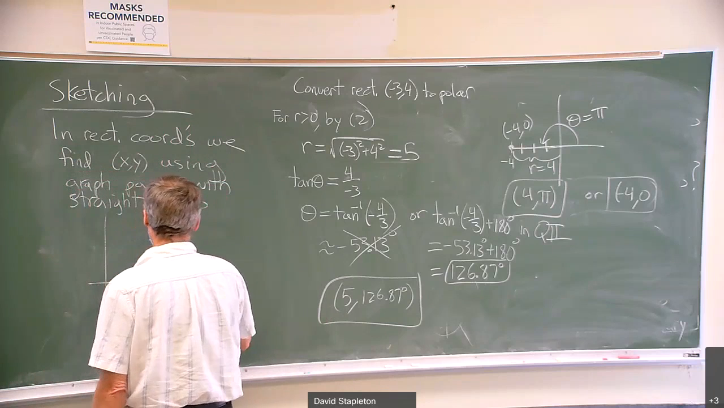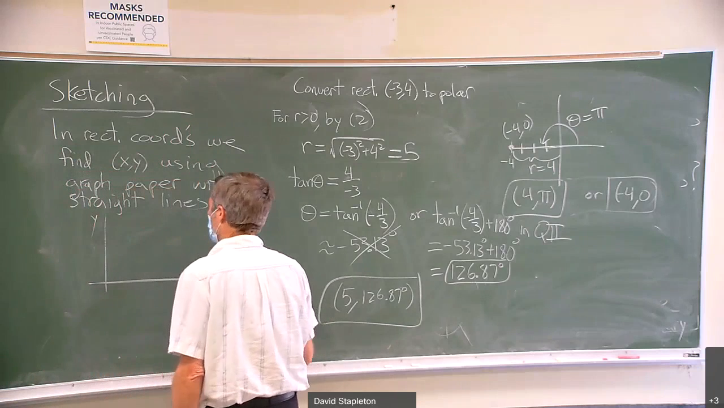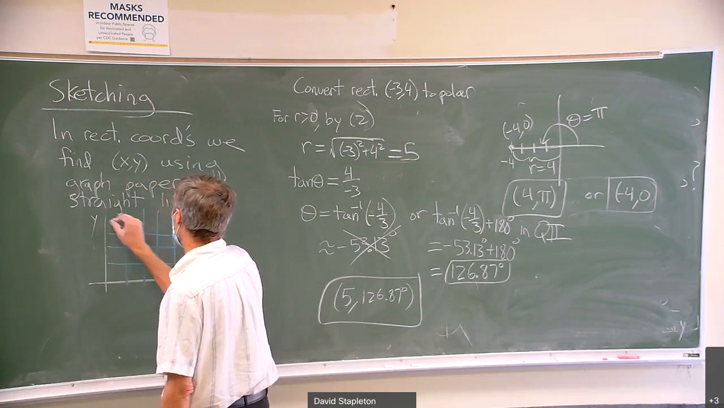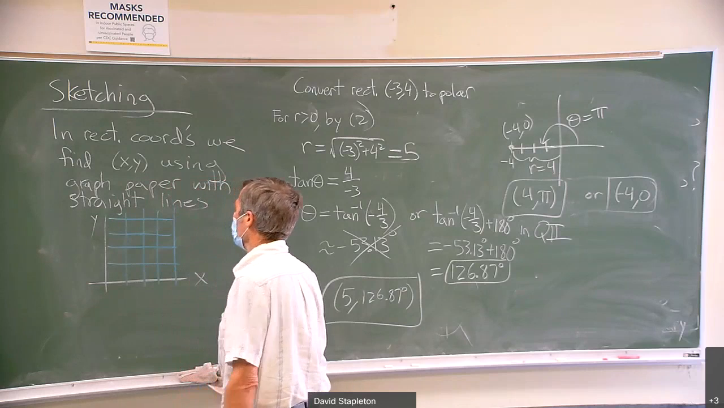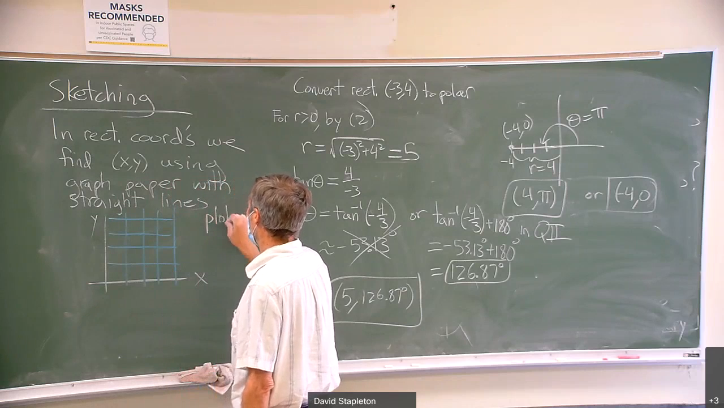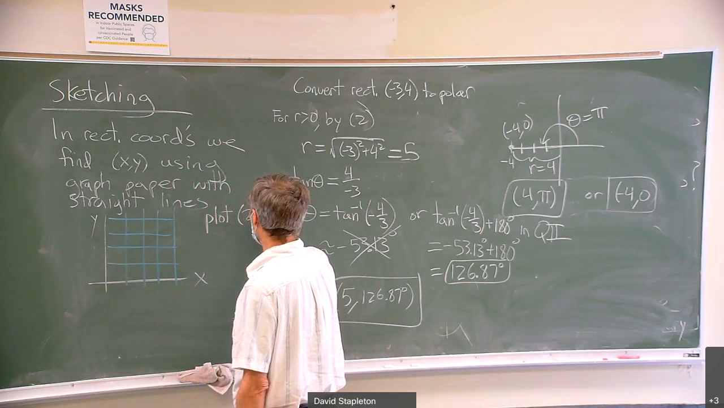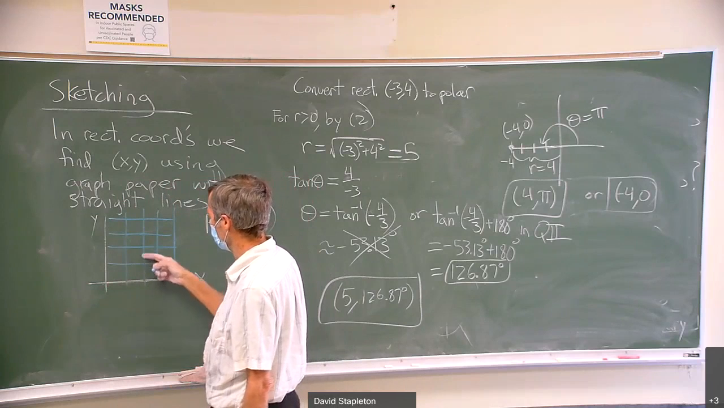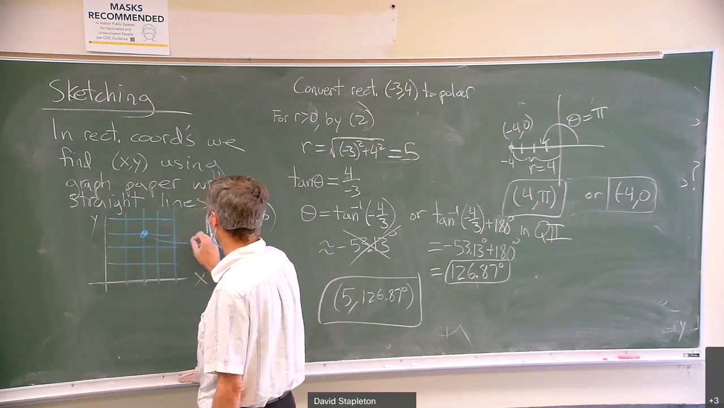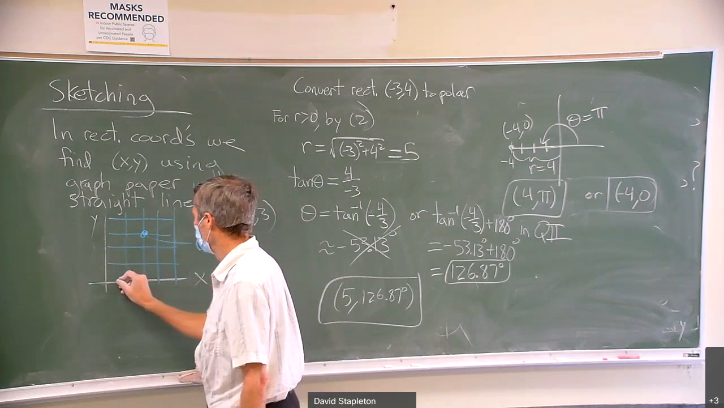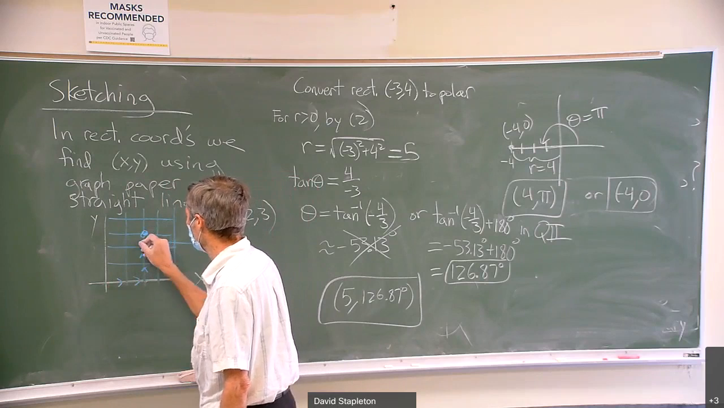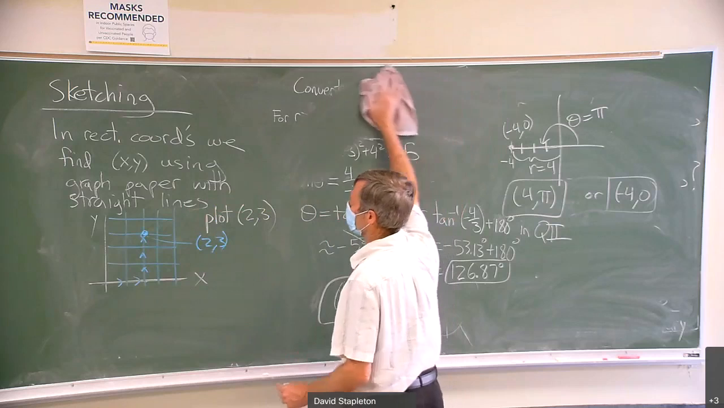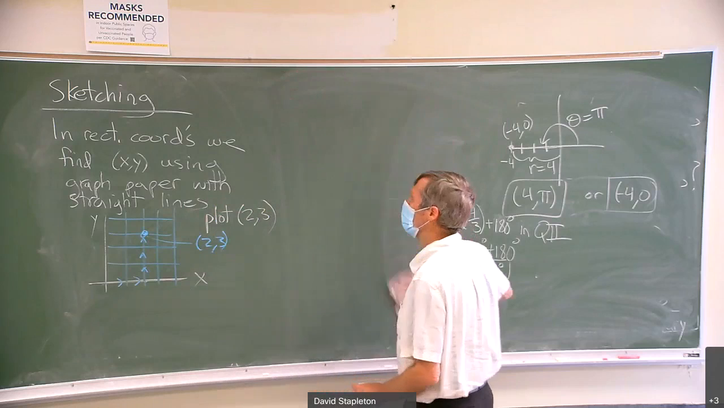All right, so here's x and y. Have 1, 2, 3, 4, 1, 2, 3, 4. And if I say plot in rectangular coordinates the point 2, 3, then I march 2 along the x-axis along this straight line and 3 along this straight line, and I get it right there, right? We can do a similar thing with polar coordinates. We just have to turn the angle in and go out to the point.